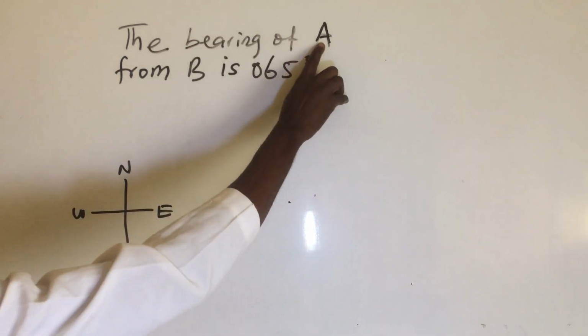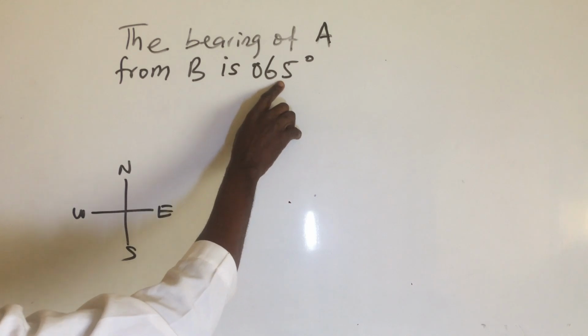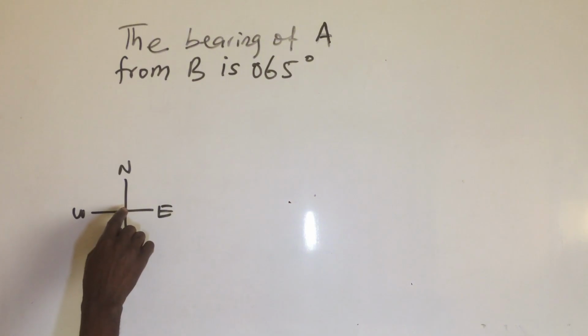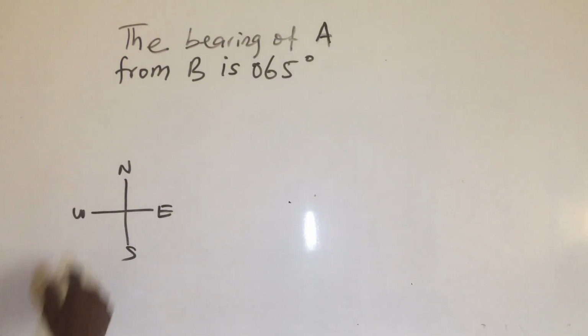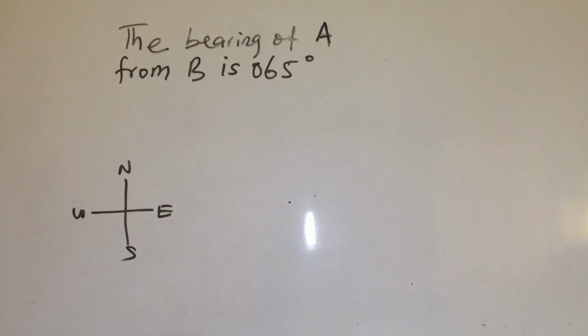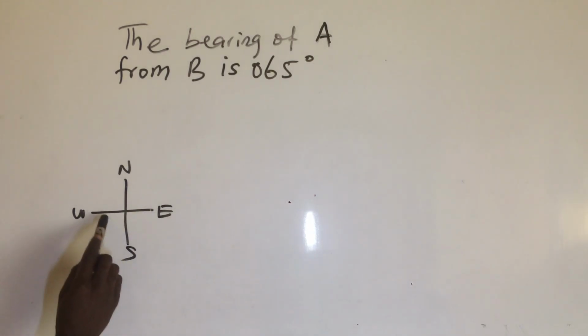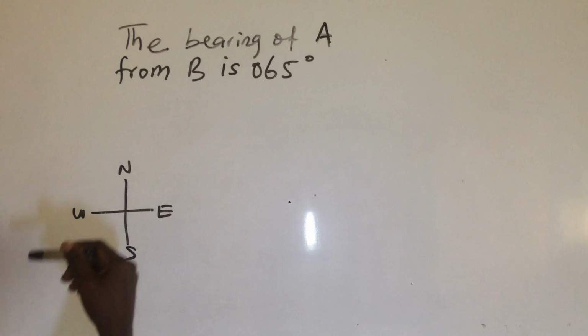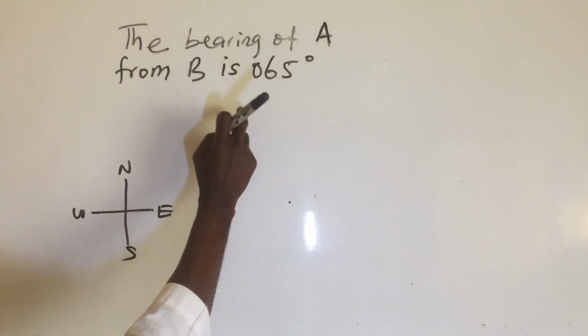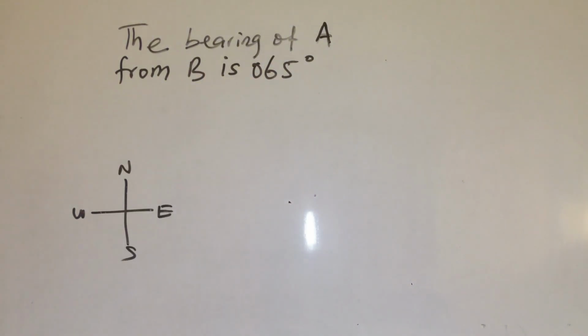Now, since the bearing of A from B is 65 degrees, it means that A takes off from, if we start from the north and move clockwise to get 65 degrees, remember that from here to here is 90 degrees. From here to here is 90, from here to here is 90, from here to here is 90, making up 360 degrees. Now, if we are looking for 65 degrees, it means that it falls here, all right? It falls in this first place.